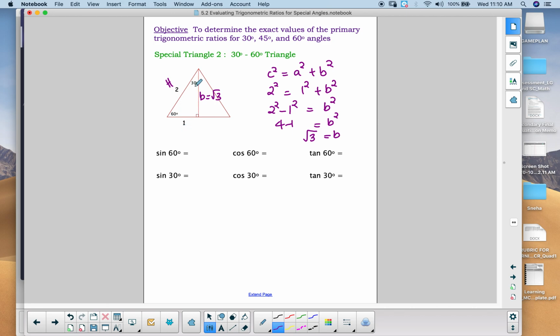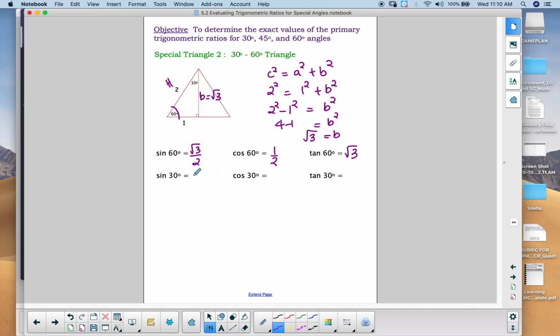Okay, so the sine of 60, which is this angle. Sine of 60 is opposite side over hypotenuse, so that makes root 3 over 2. Cosine of 60 is adjacent side over hypotenuse. That's 1 over 2. And tangent of 60 is opposite side's length divided by adjacent side's length, root 3 over 1, which is root 3.